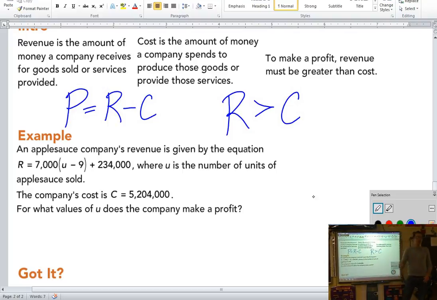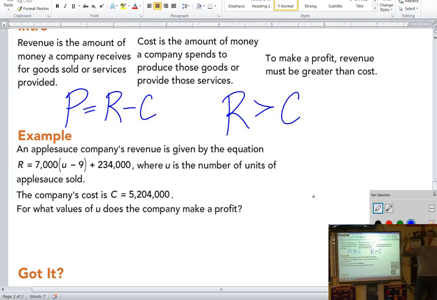If you don't have enough revenue to be bigger than your costs, your profit will be negative, and that's going to mean that you lost money. So this is one of those real life inequalities. To make money, you got to have a revenue greater than your cost.